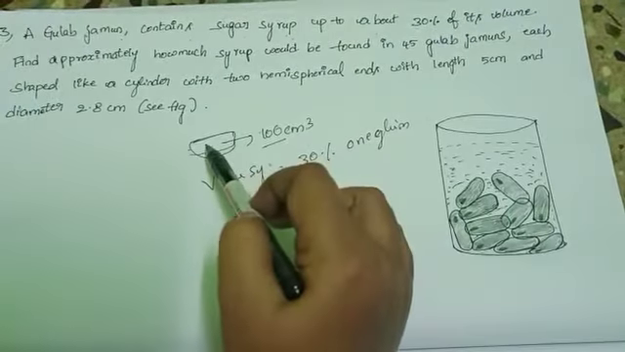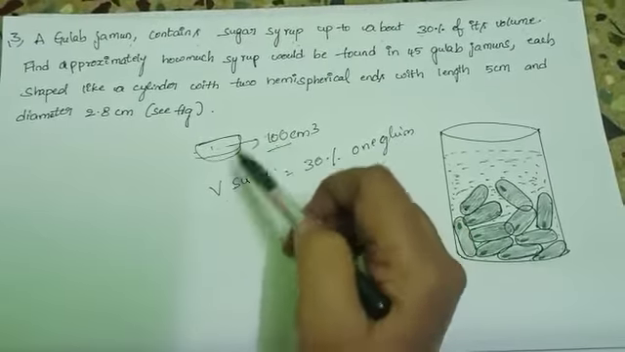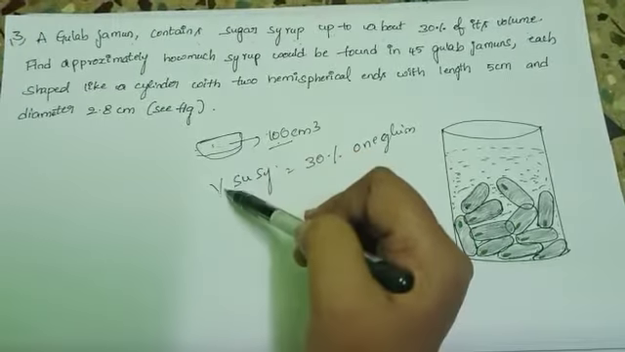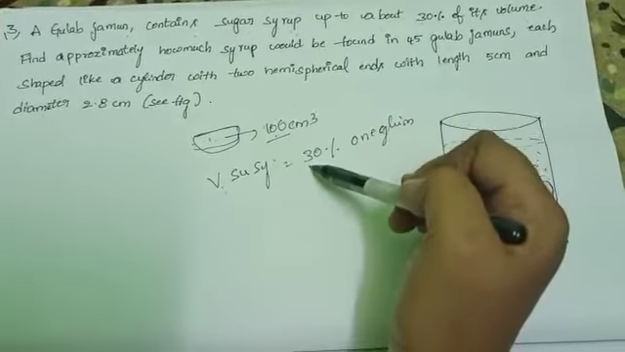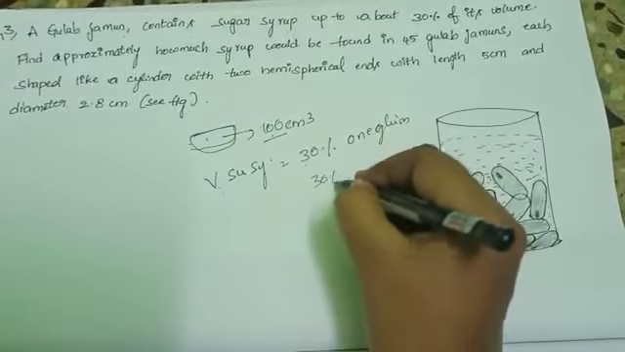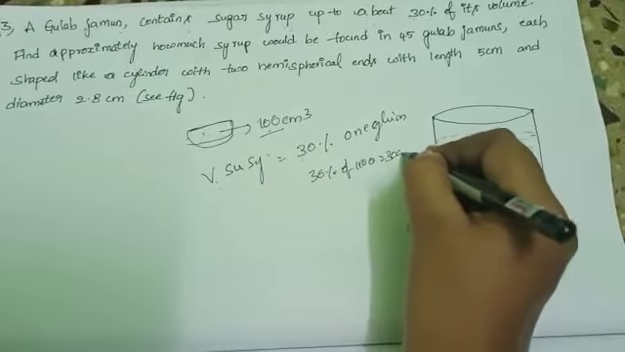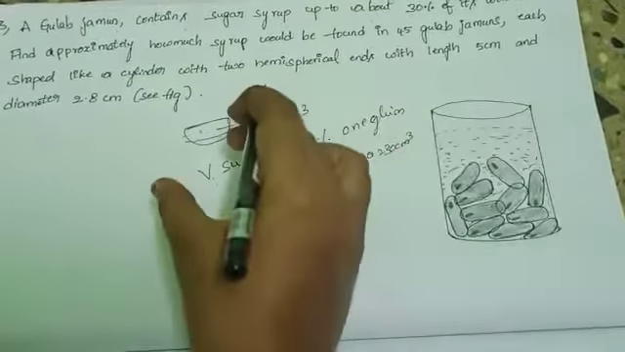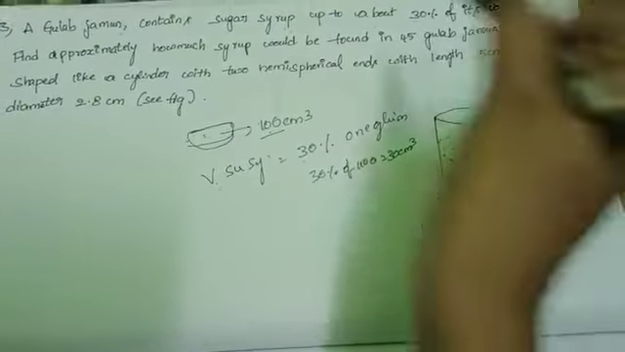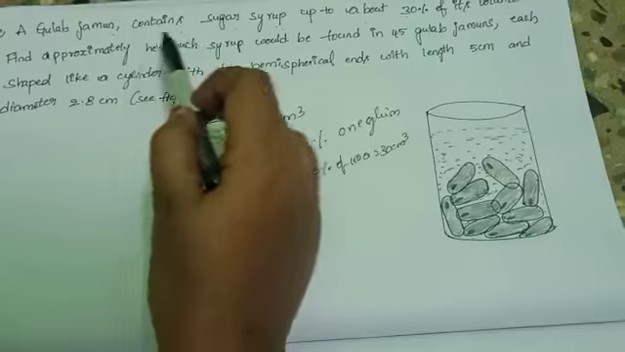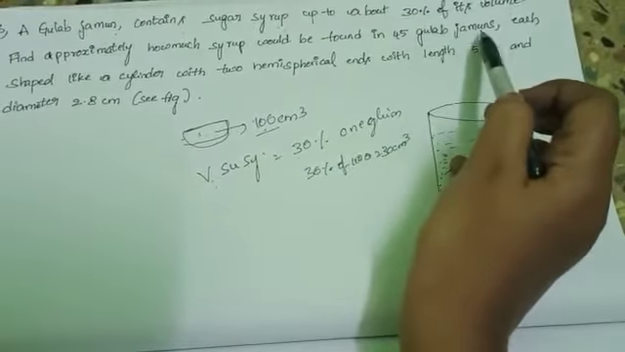Suppose one gulab jamun's volume is 100 centimeter cube. The volume of sugar syrup in one gulab jamun is 30%. It means 30% of 100. How much? 30 centimeter cube. This is the volume of sugar syrup and this is the volume of one gulab jamun. Clear? Find approximately how much syrup would be found in 45 gulab jamuns.